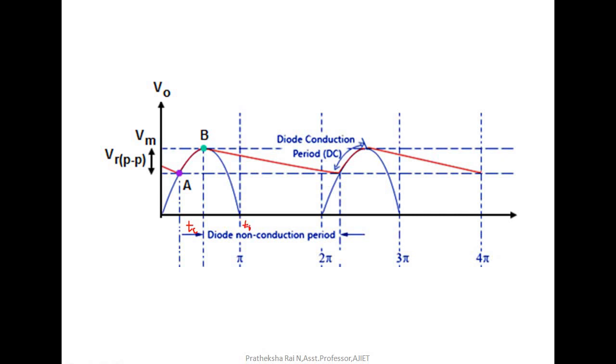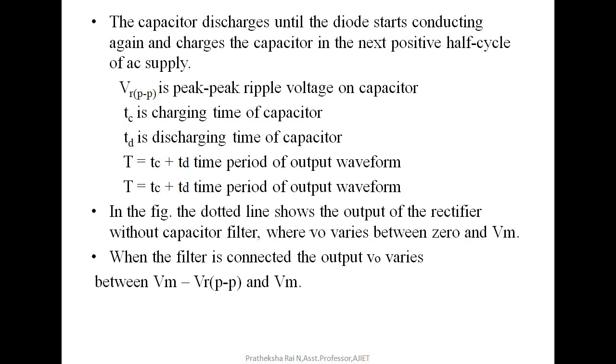What is TC representing? TC is charging time and TD is discharging time. Now the total time will be TC plus TD, that is charging time plus discharging time of the output waveform.